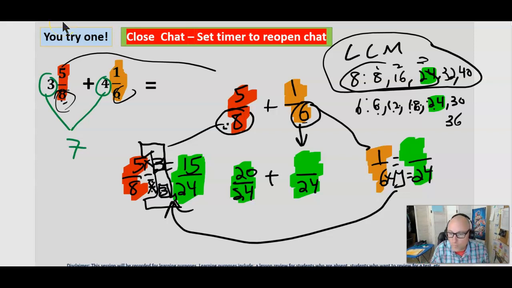Okay, now this one over here, 1/6. What kind of lime does the orange 1/6 make? 6 times what equals 24? 6, 12, 18, 24. That's 4. Now, see, that's where the 4 is.